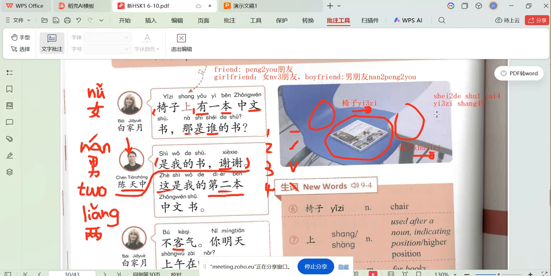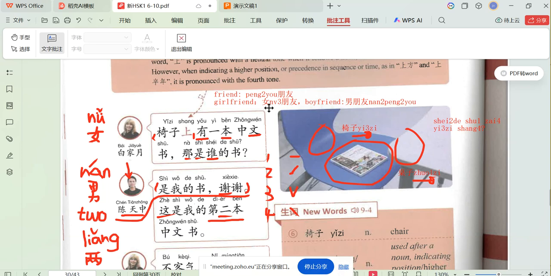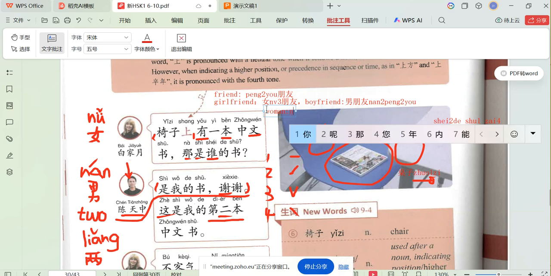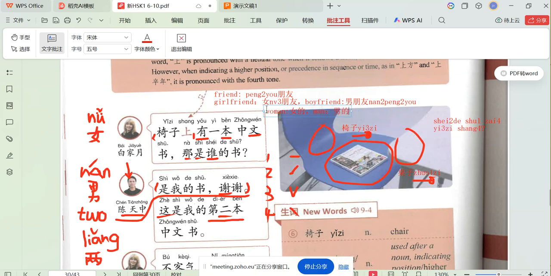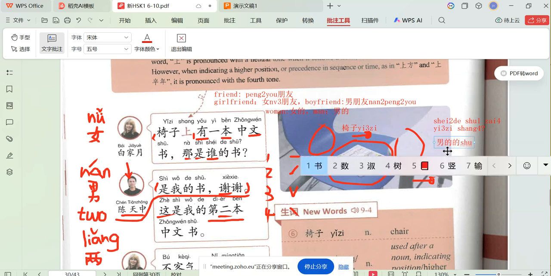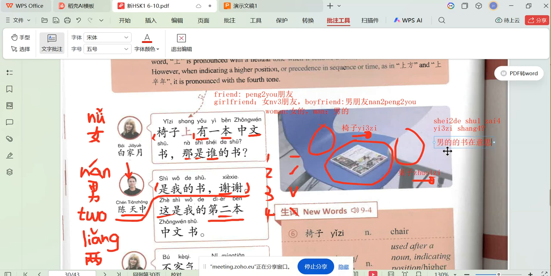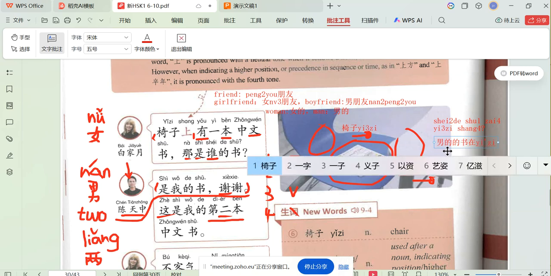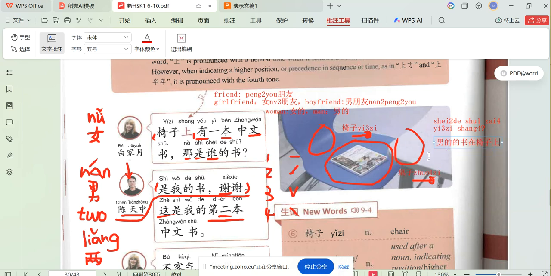So woman, 女的. Man, 男的. Whose book? Man's book. 男的书在椅子上。 Ladies and gentlemen, you need to review.